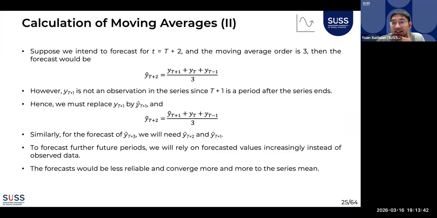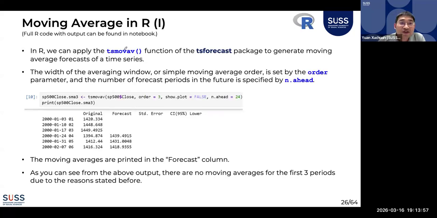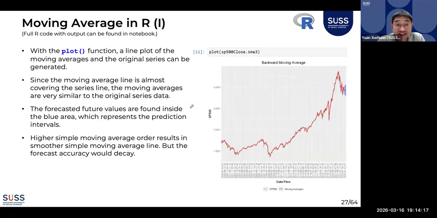The simple moving average, we can use that to smooth the data. We can also use the method to do forecasting, right? So we can apply the simple moving average method to do forecasting. We can use this TS moving average function to do the forecasting. And the three means you use the recent 3-period data to do the forecasting, and this is a simple moving average.